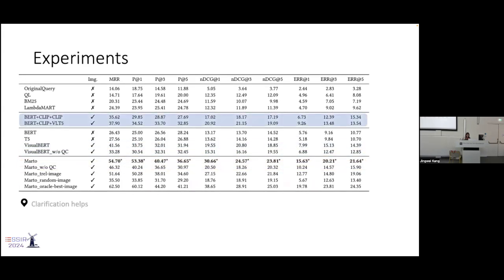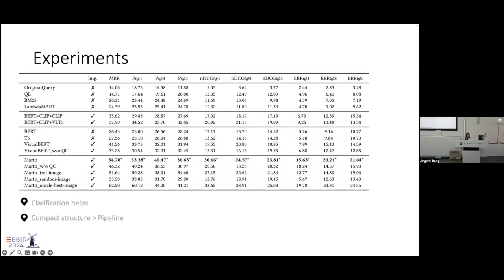Another interesting finding is that when we compare models with a compact structure, where we use one single base model to perform different stages of fine-tuning, with these pipeline-based models, we see that these compact models actually have better performance than the pipeline-based models.